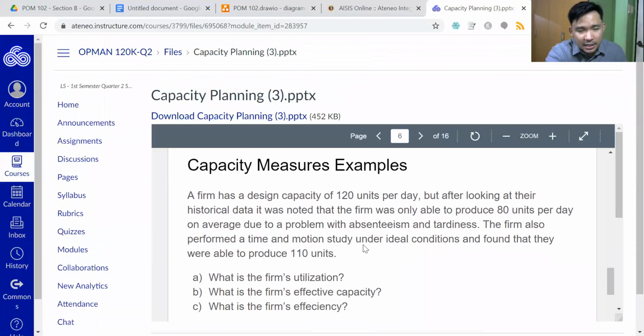All right, so let's tackle a few examples for capacity planning, so it's a little bit more understandable. Okay, so capacity measure example. A firm has a design capacity of 120 units per day, but after looking at their historical data, it was noted that the firm was only able to produce 80 units per day on average due to a problem with absenteeism and tardiness. The firm also performed a time and motion study under ideal conditions and found that they were able to produce 110 units. So obviously design capacity is 120 units.